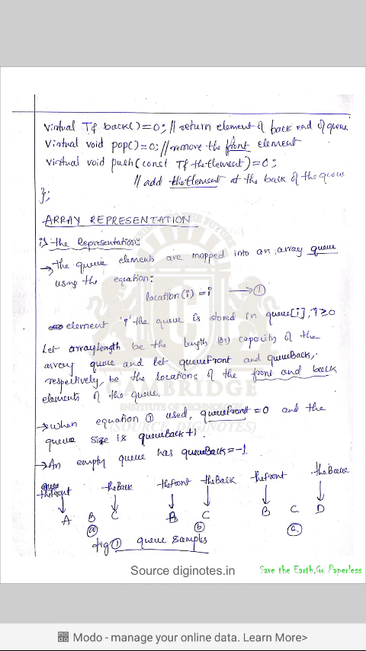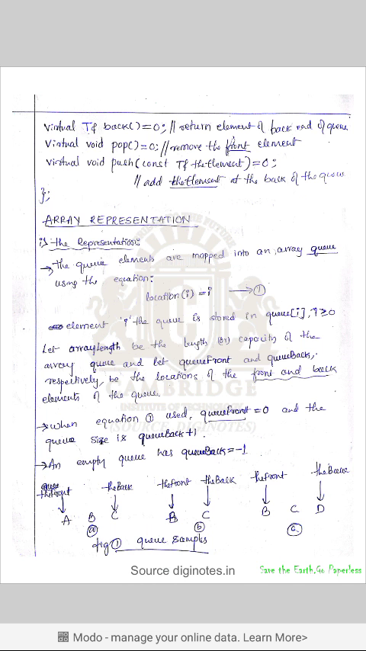Now we'll see the array representation. Storing the elements of the queue using an array is array representation. Here the queue elements are mapped into an array queue using the equation location of i equals i. So what is this equation? Element i of the queue is stored in queue of i location. Let array length be the length or capacity of the queue, and queue front and queue back be the front and back elements of the queue.